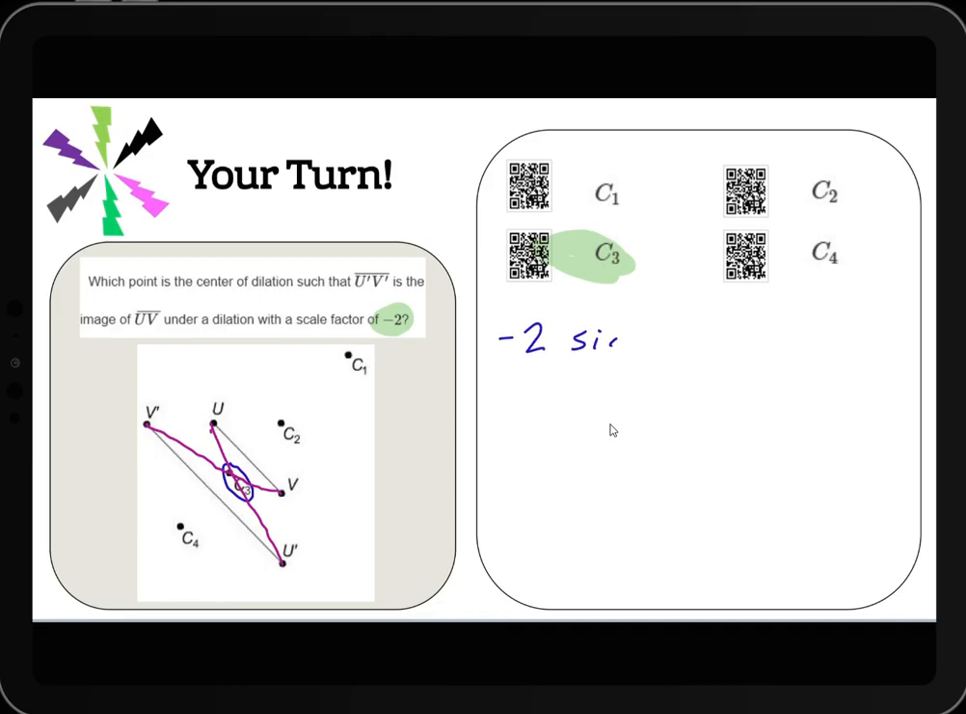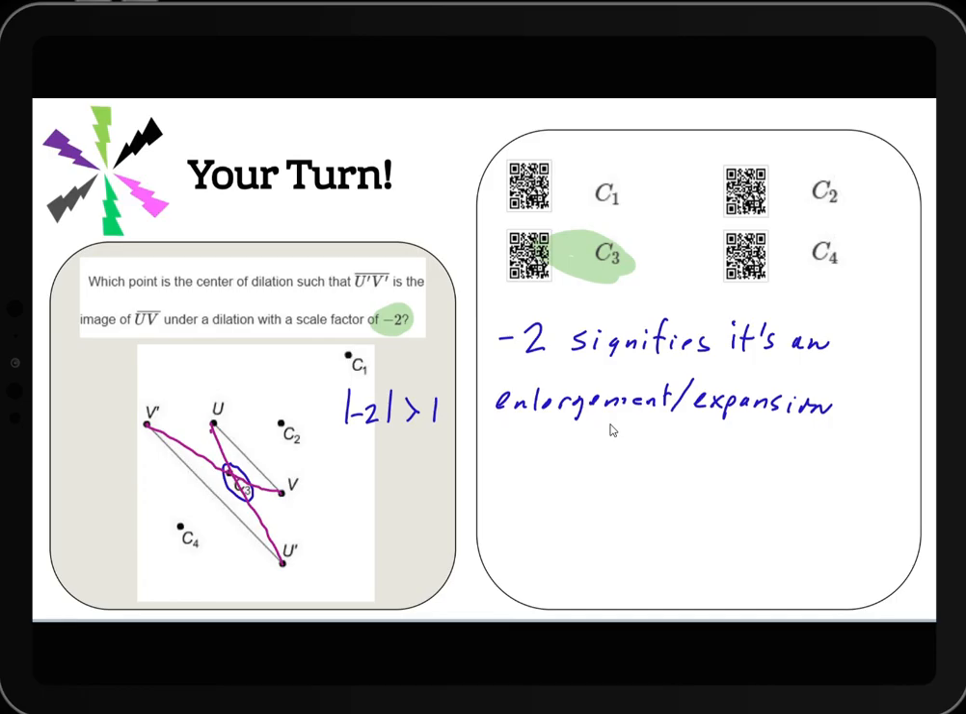-2 signifies two things. One, it signifies that it is an enlargement or expansion. I'm going to use the actual vocabulary because I want you to become used to using that. Why is it an enlargement or an expansion? The reason is because the absolute value of -2 is greater than 1, so therefore it's further away from 0 than 1, so it has to be an expansion.